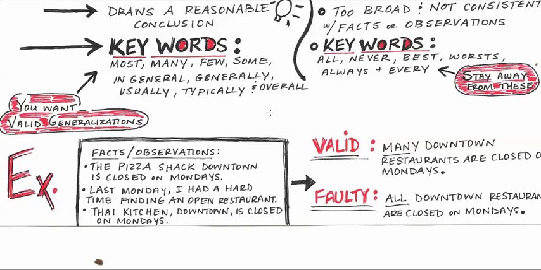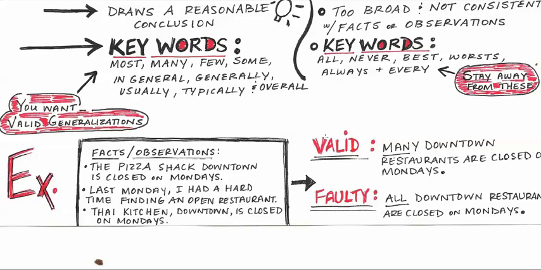Okay, so let me give you an example here. Here are kind of the facts and observations that you take on a Monday evening. So you're out and about and you're walking kind of downtown, and this is what you notice. The Pizza Shack downtown is closed on Mondays. So you read the sign, it says, hey, Pizza Shack closed on Mondays. And then you remember, last Monday I had a hard time finding an open restaurant. And then you happen on another Monday to walk down and you see that the Thai Kitchen, which is also downtown, is closed on Monday.